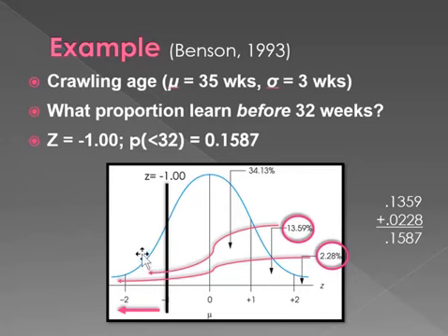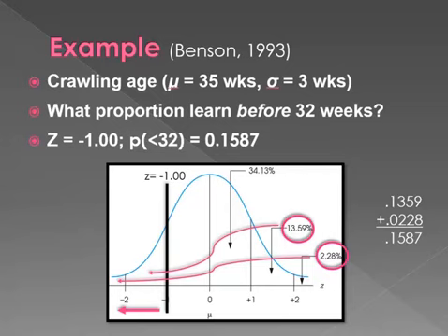So imagine our z-score sort of fell in here, right? Well, it's sort of tough to look at the percentages of this distribution and figure out with any degree of precision what proportion might learn to crawl before 32 weeks. Well, the good news for us is that we can be more precise, and we're going to use a tool called the unit normal table to help us be more precise, and it's going to make things very easy for us.